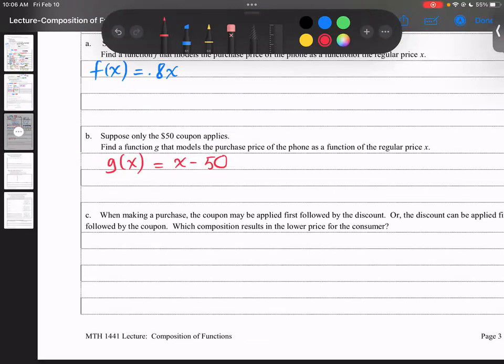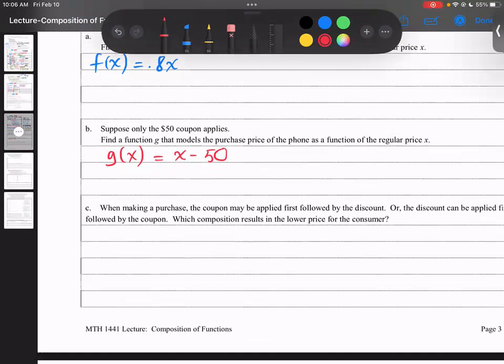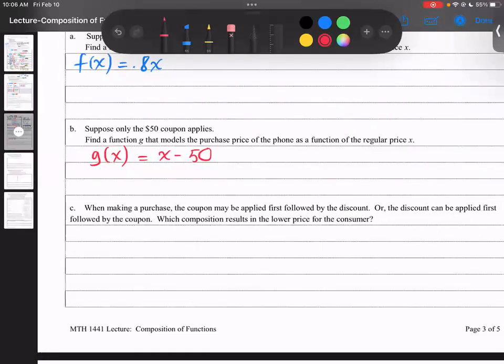Now, part C, they allow you to use both coupons. But which one do you use first? Which one benefits you more? Should I use the 20% first and then the $50 coupon? Or should I use the $50 coupon first and then the 20%? So see which one benefits you more. Let's see. The first one says when making the purchase, the coupon may apply first, followed by the discount.